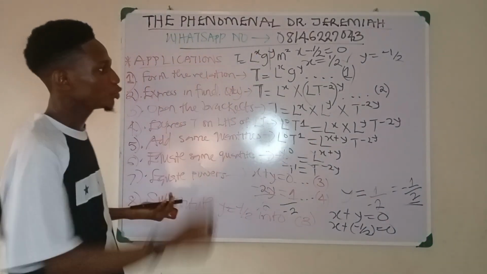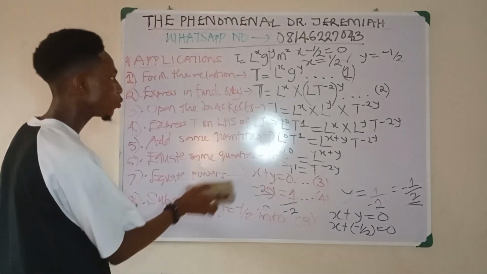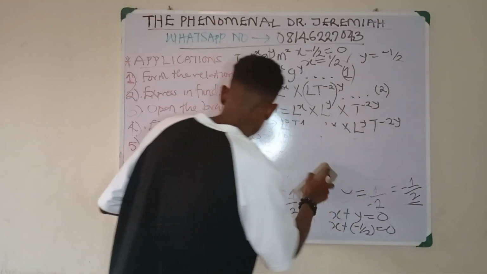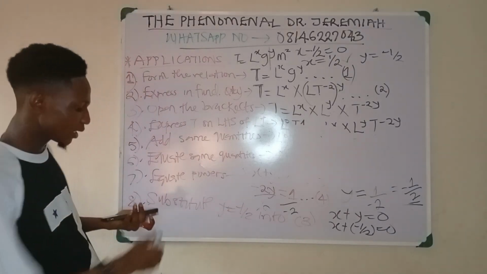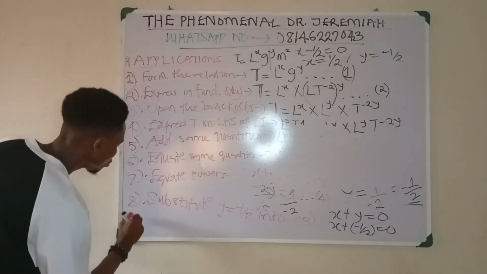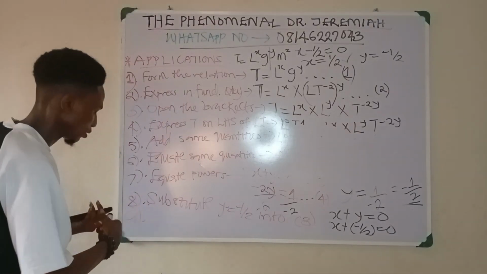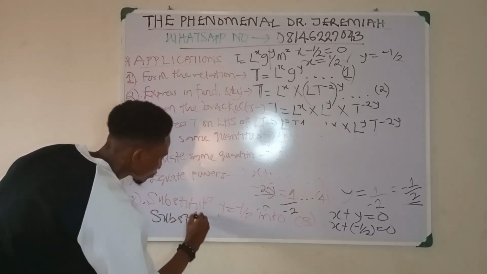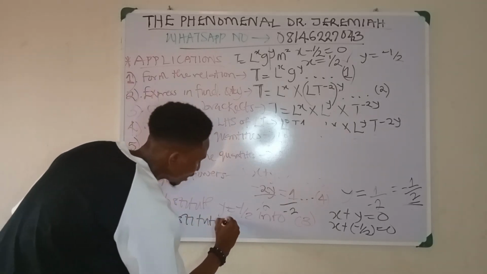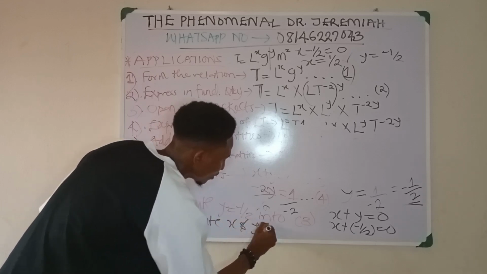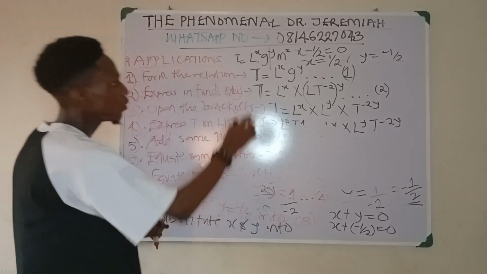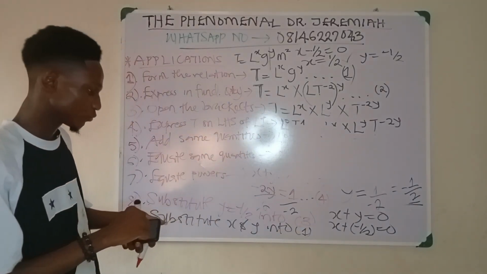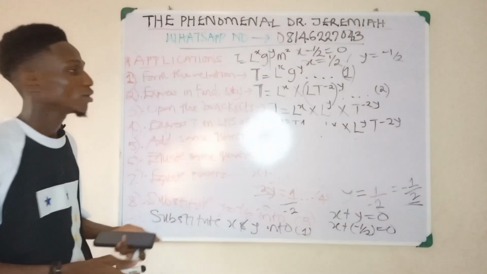Now let's substitute into the final thing. Let's just write it. Number 9: substitute the values of x and y into, what's the first one? Equation 1. This marker is not working again. The board is full now, but hope you can see it.